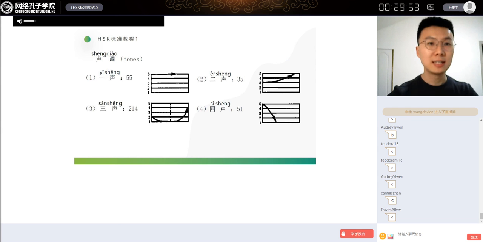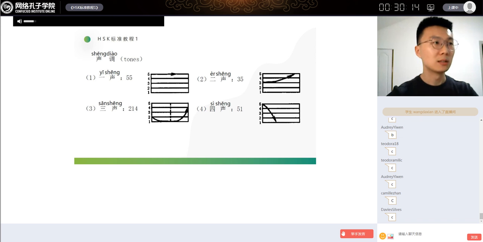Some people say that Chinese is a rhythmic language. This is because Chinese has 4 tones. We can express the tone with 5 degrees. Let's look at these 4 pictures. There are 4 tones in Chinese.